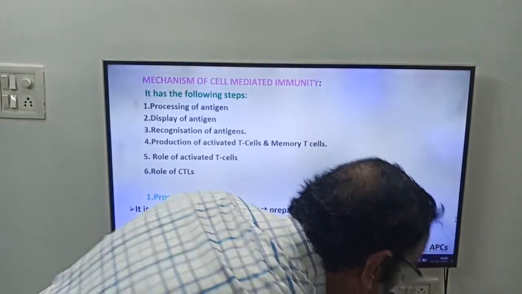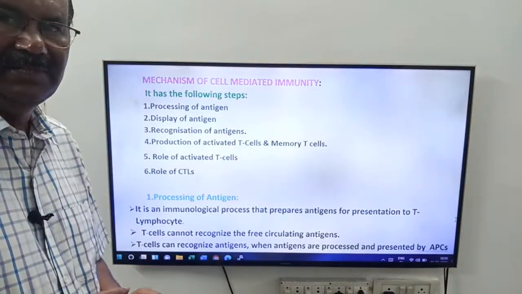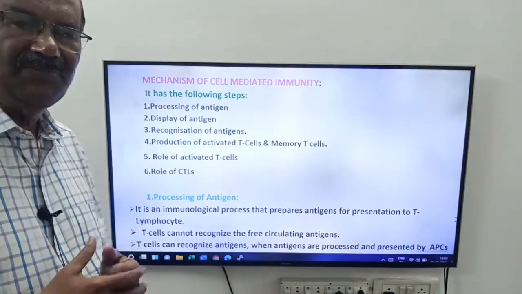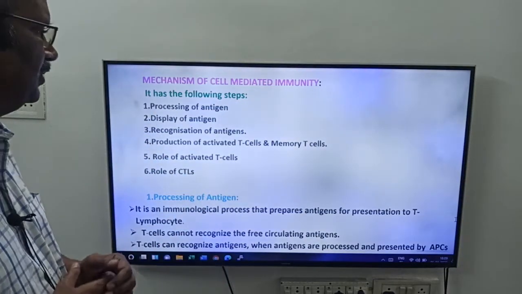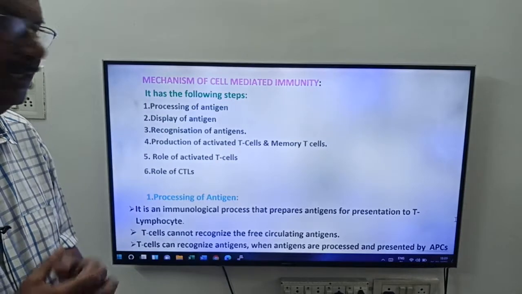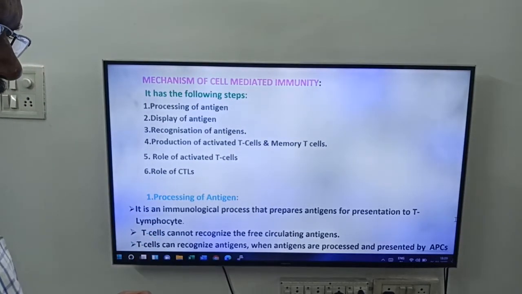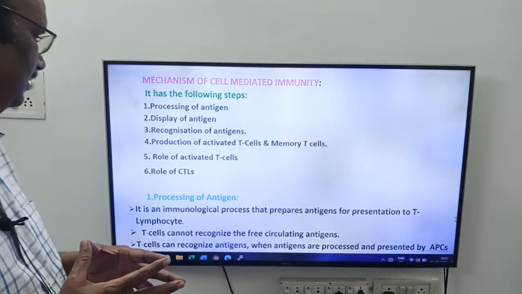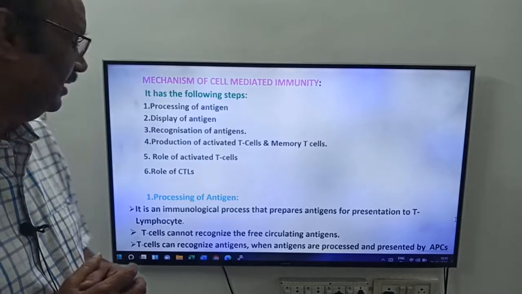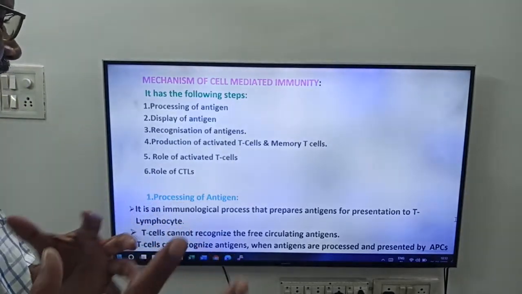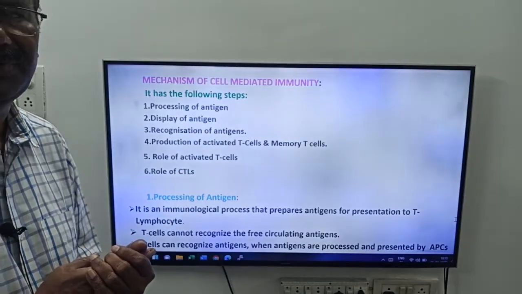Now come to our mechanism. Mechanism of cell-mediated immunity. Friends, this cell-mediated immunity has the following steps. Number 1, processing of antigen. Number 2, display of antigen. Number 3, recognition of antigen. Number 4, production of activated T cells and memory cells. Number 5, role of activated T cells. Number 6, role of CTLs.